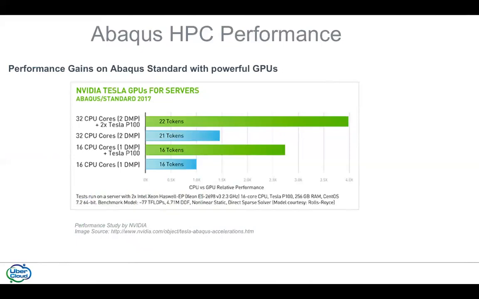So this is a study by NVIDIA, and we are looking at a 4.7 million degrees of freedom nonlinear static model. And here, simulation on 16 cores uses 16 tokens. And when I add in 1 GPU, I can speed up my simulation by more than 2.5 times, and by using the same amount of tokens. Again, for 32 cores, by adding in 2 GPUs, I can speed up my simulations by 4 times, and by using only 1 extra token. So this is great performance gain and great cost savings.